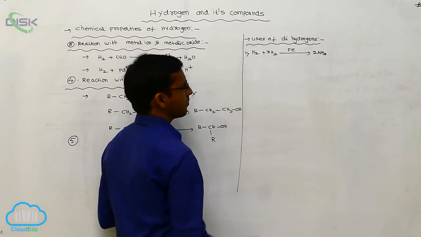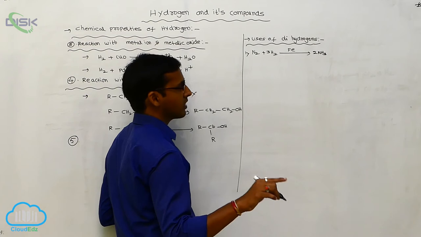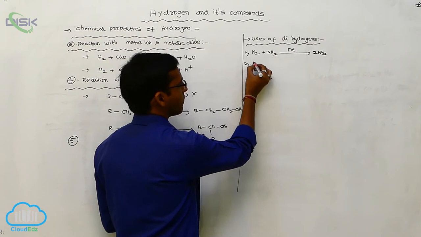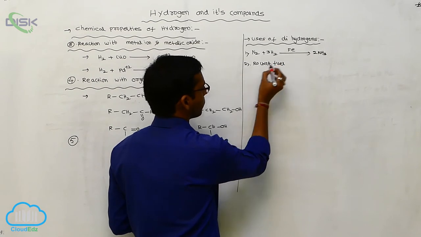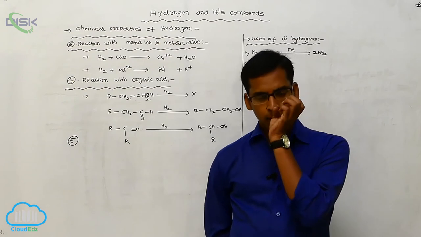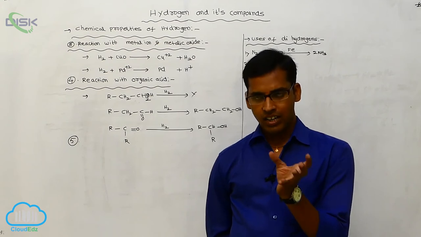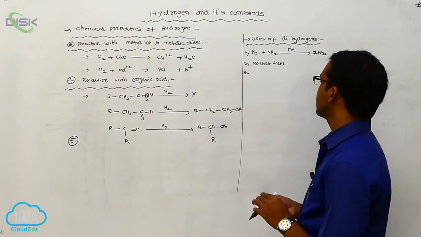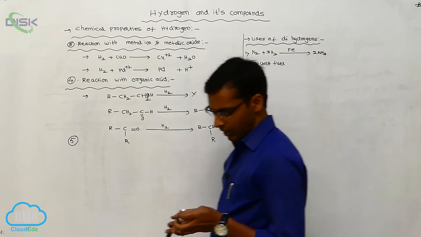And also it is used for the preparation of nitric acid and nitrogenous substances. Next, it is also used in the manufacturing of rocket fuel. And next, it is used in the oxyacetylene torch. And next, dihydrogen is used for welding purposes in industries.